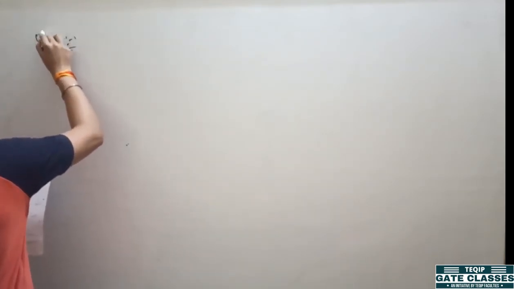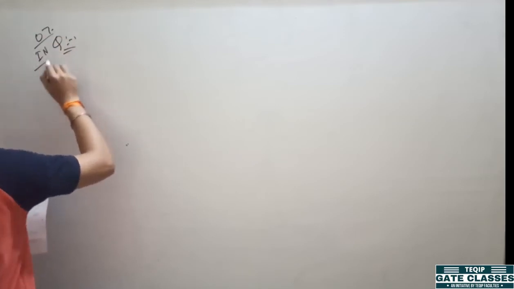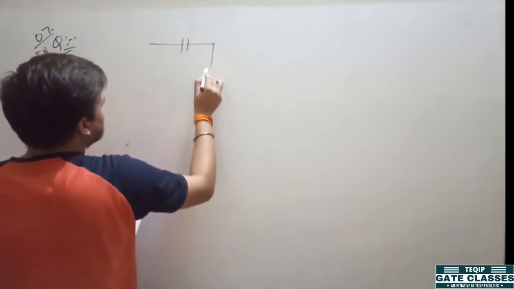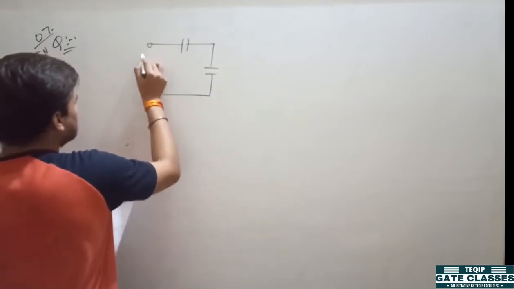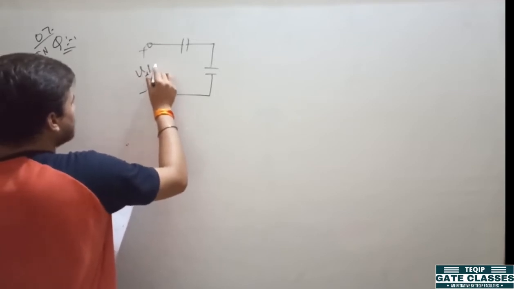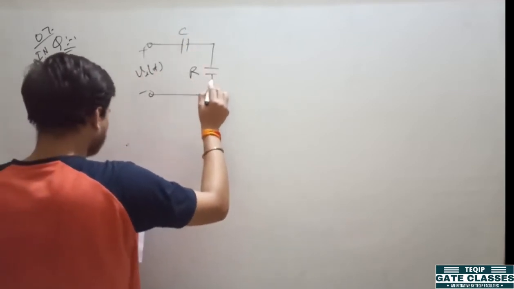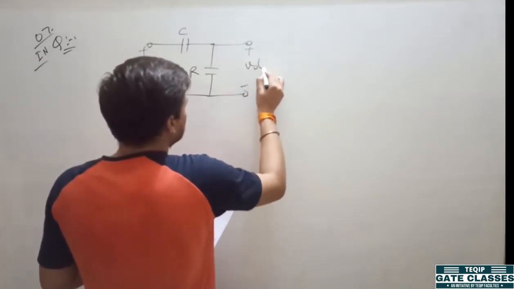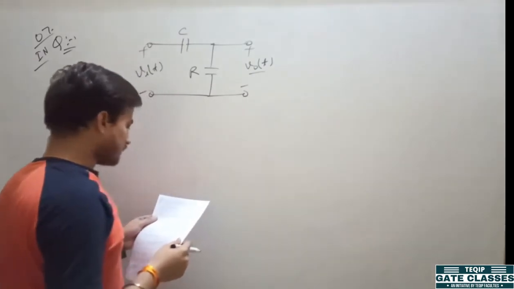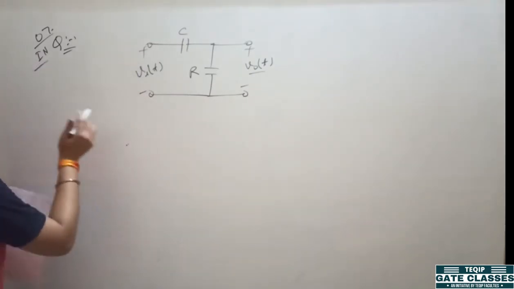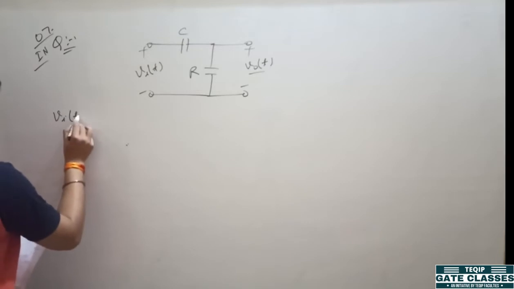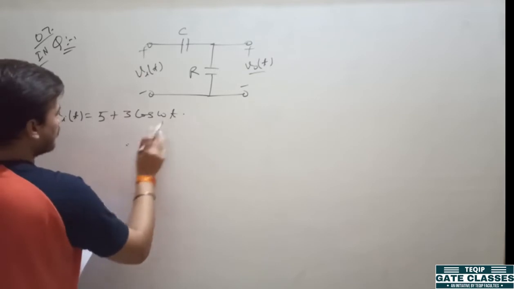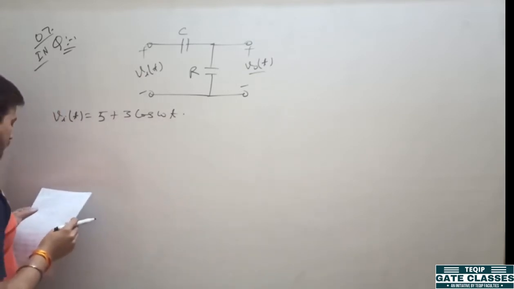GATE 2007 instrumentation. See this question. You are having an RC circuit. This is plus minus Vi(t). This is C. This is R. This is plus minus Vo(t). It is given that Vi(t) is equal to 5 plus 3 cos omega t.